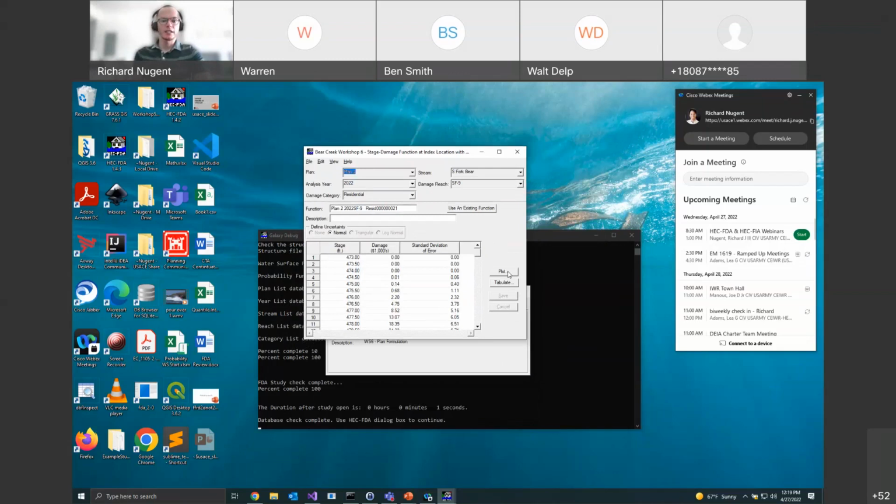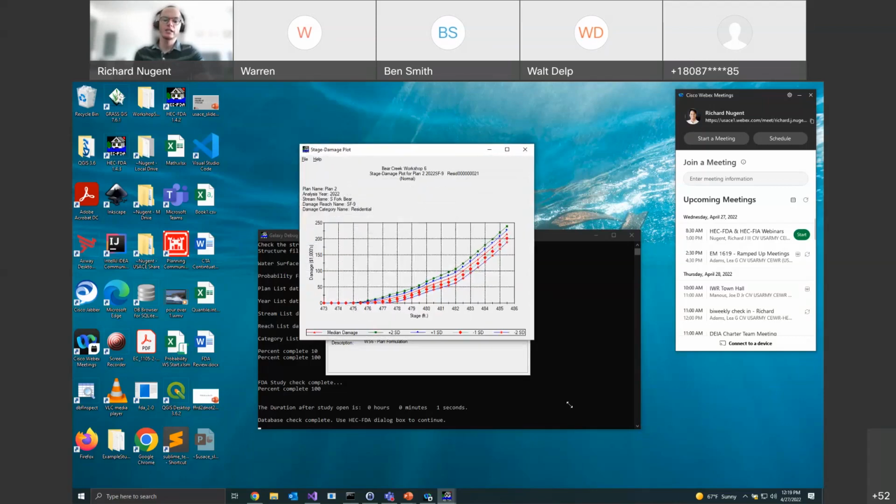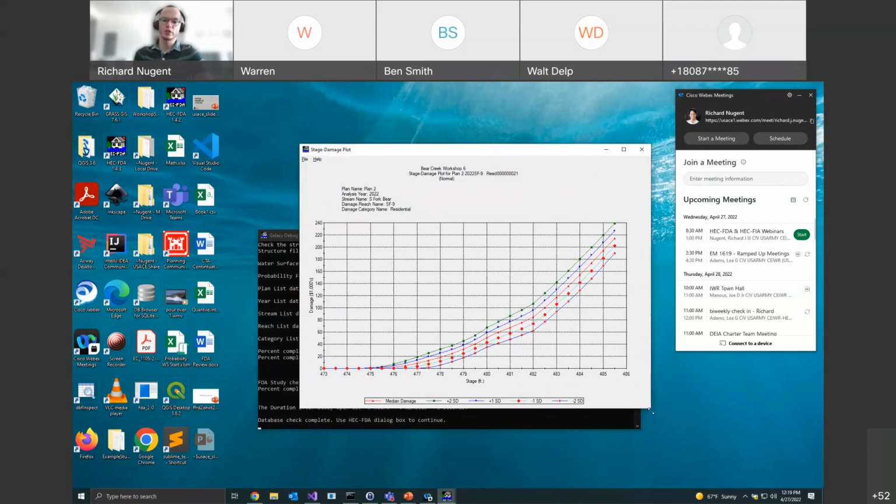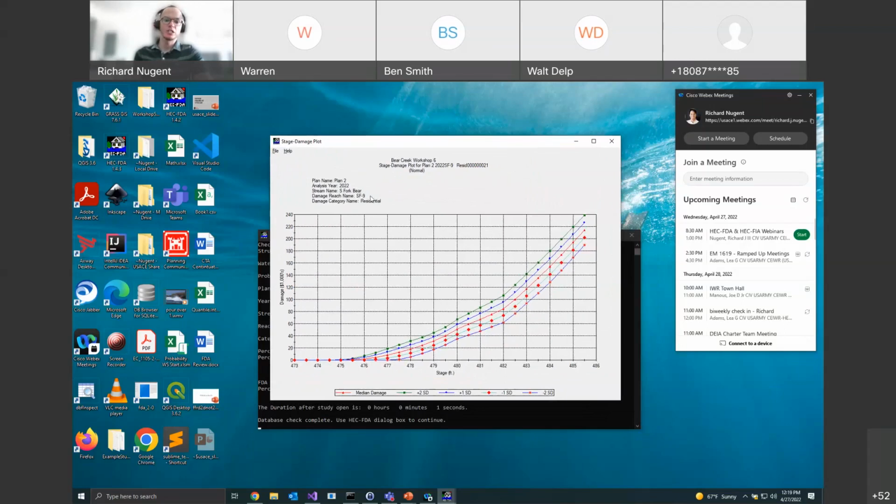We can look at the plot, in this case, the stage damage function for Plan 2, Stream S Fork Bear, analysis year 2022, damage reach SF9, and for the residential structures. So we have aggregated damage over residential structures within damage reach SF9 for analysis year 2022 and Plan 2. Here is that same diagram that we looked at where we have the median damage and plus or minus 1 and 2 standard deviations.